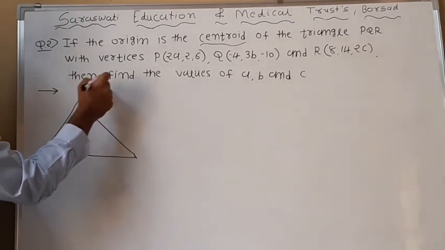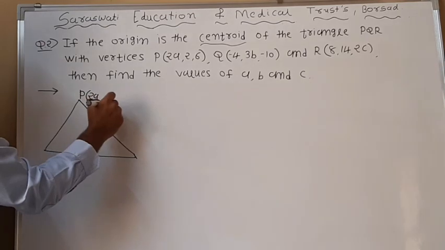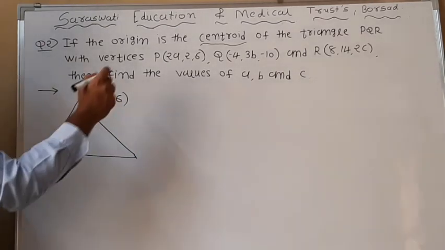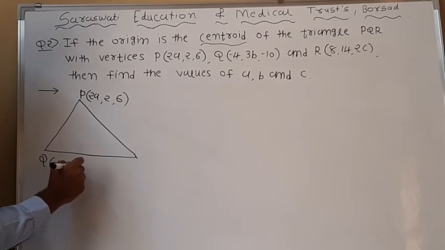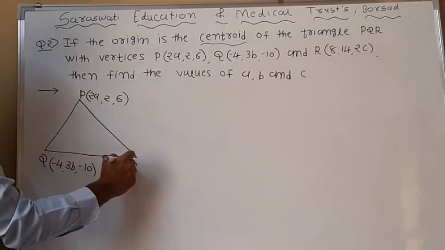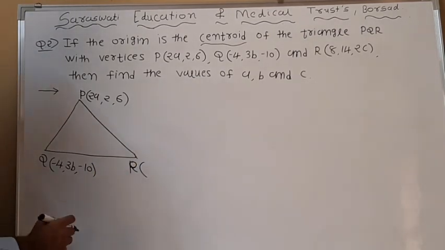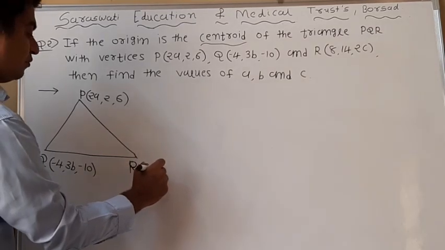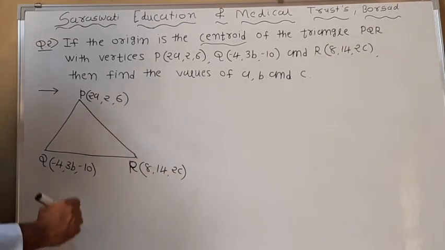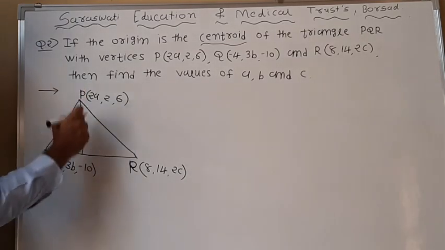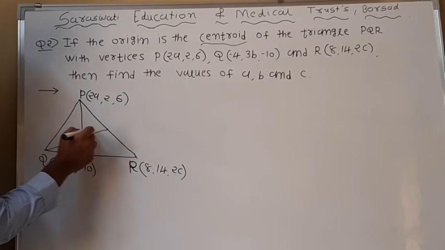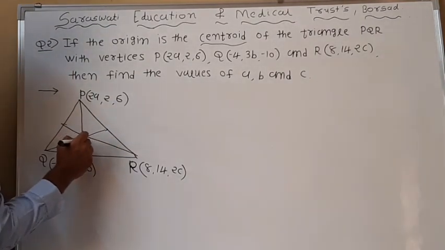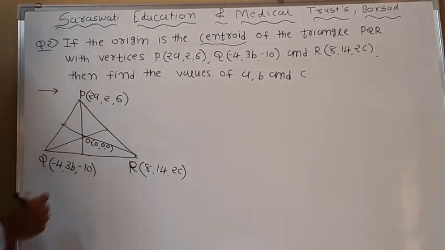So here P has coordinates (2a, 2, 6), Q has coordinates (-4, 3b, -10), and R has coordinates (8, 14, 2c). Now here the condition is given: the origin is the centroid. So now draw the median. Here the origin O, (0, 0, 0), is our centroid.